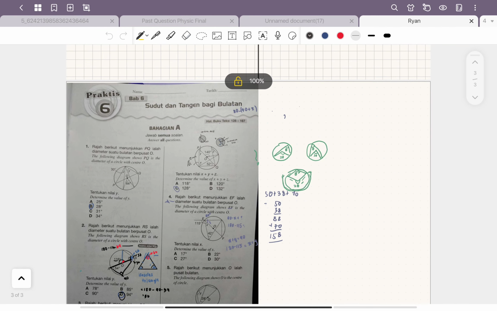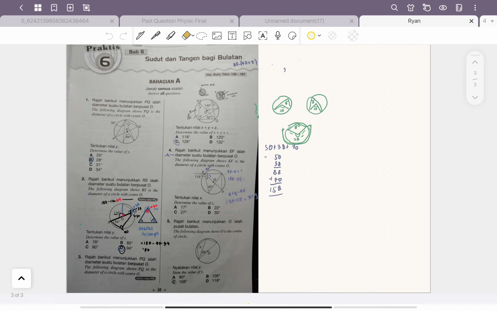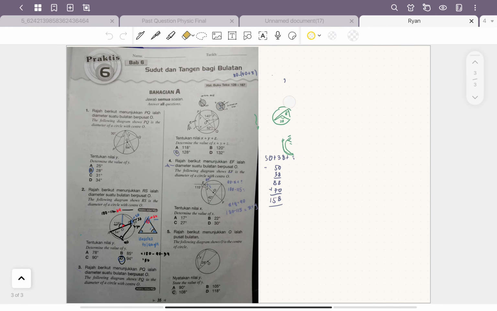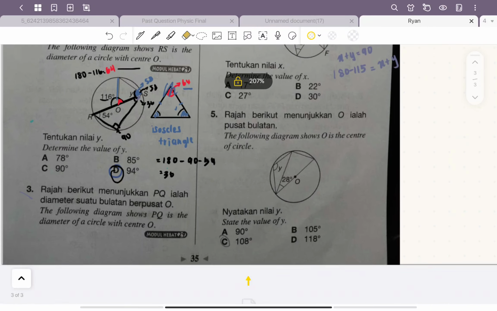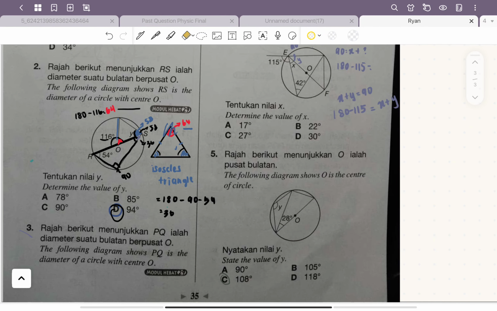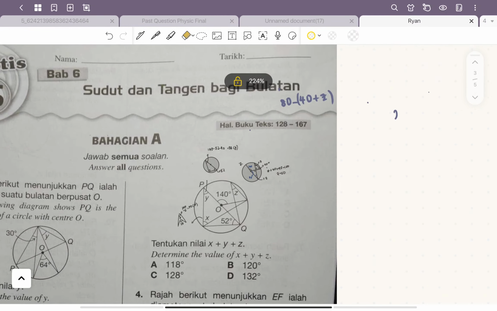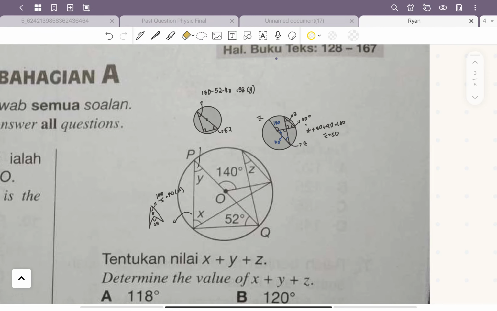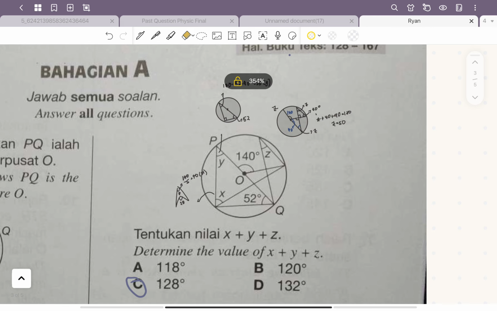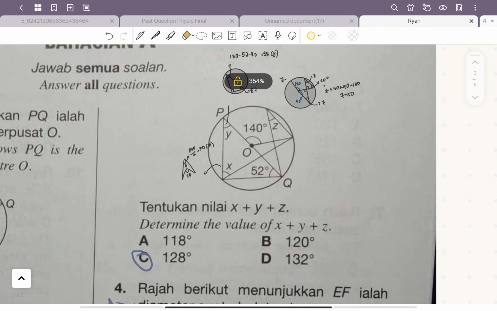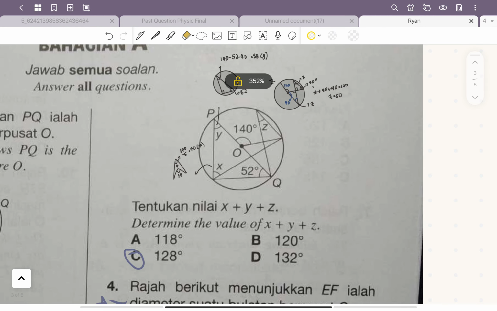So I'll explain this third question, yeah? So for the third question, let me erase this first. The question gave you the following diagram: PQ is the diameter of a circle with center O. So your center is at O, and then the straight line is PQ. Determine the value of x plus y plus z. So how would you solve the question?